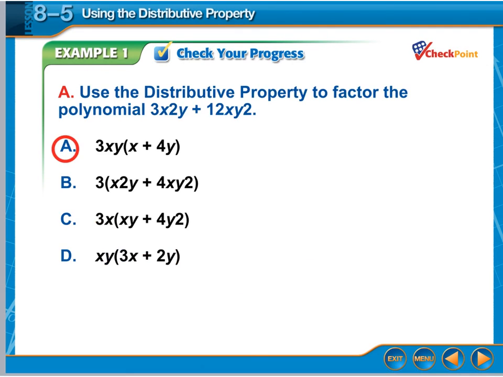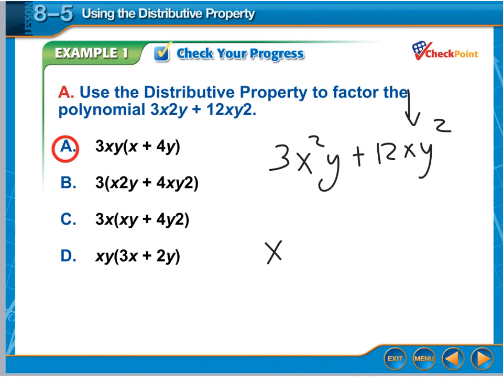All right, so we'll do another one here. I'm going to rewrite this for you. You got 3x squared y plus 12xy squared. Well, how many x's can I pull out? The smallest number of x's is a single one, so I can only pull out one x. And the same thing with the y's. I got a squared over here, but I've only got one here. So I can only pull out one x and one y. Now I'm looking at my 3 and my 12. 3 goes into 12, so 3 is what I'm pulling out.